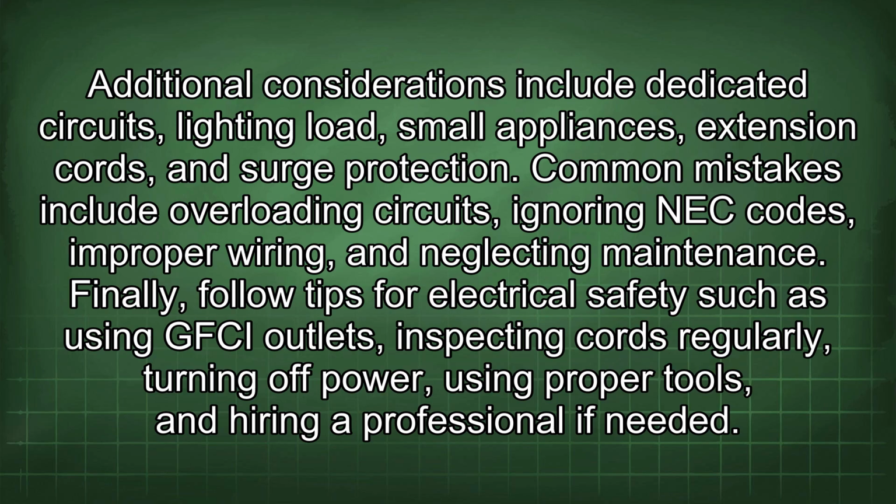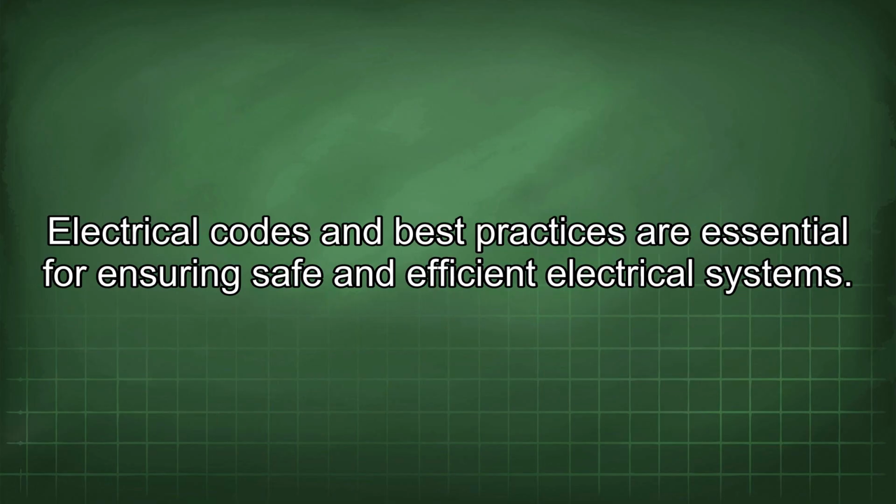Common mistakes include overloading circuits, ignoring NEC codes, improper wiring, and neglecting maintenance. Finally, follow tips for electrical safety such as using GFCI outlets, inspecting cords regularly, turning off power, using proper tools, and hiring a professional if needed. Electrical codes and best practices are essential for ensuring safe and efficient electrical systems.